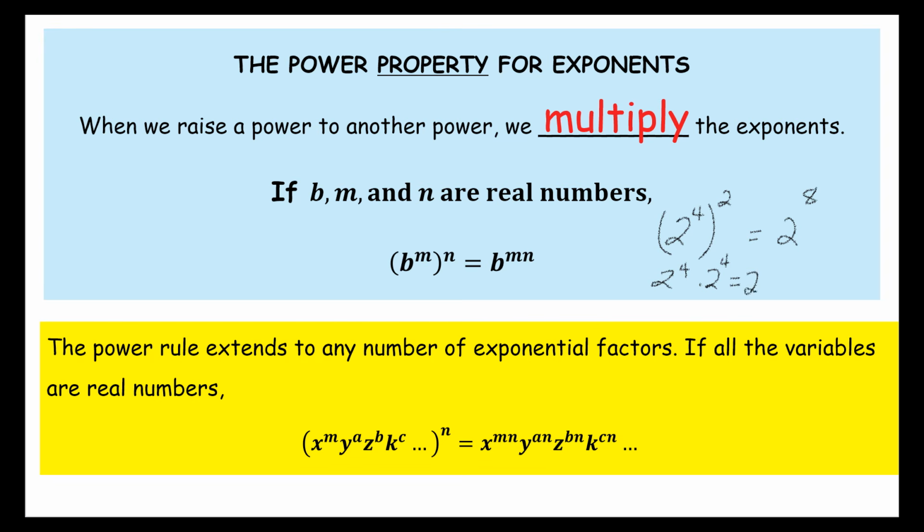And that's just 2 times 2 times 2 times 2 times 2 times 2 times 2 times 2. So there's 8 of them. And that's just the way exponents work. When you raise a power to another power, you multiply the exponents.